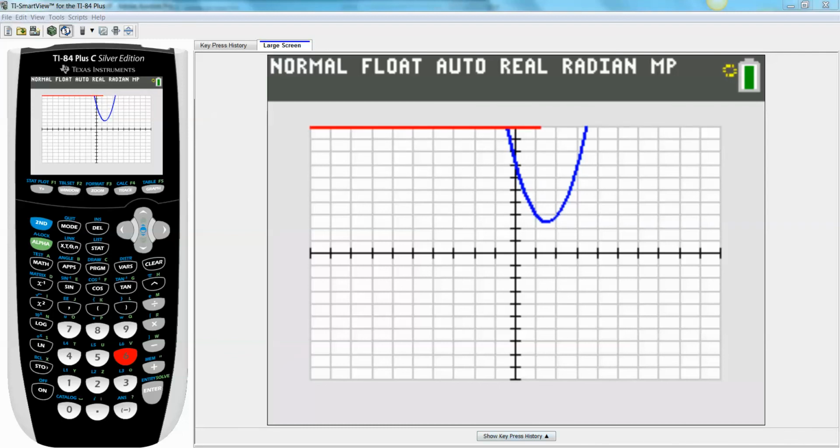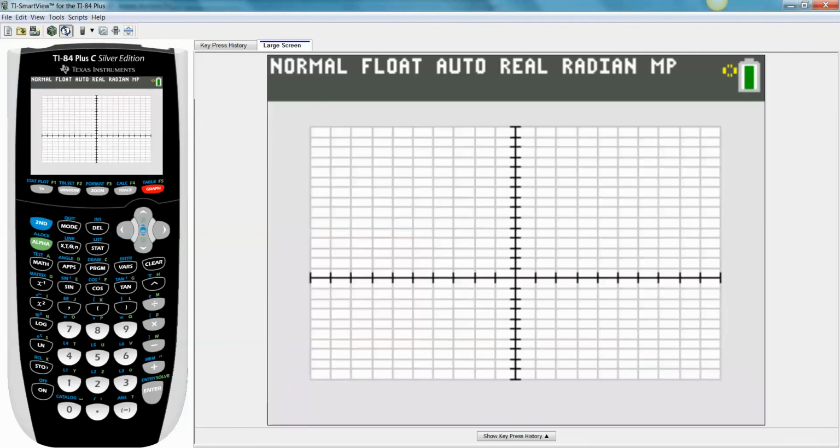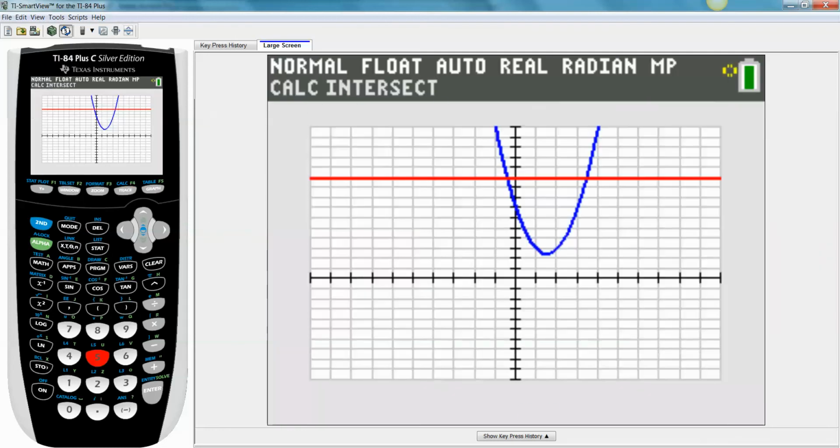Oop, hold on. I got to make my window a little bit bigger. So press window and go to your Y max and make it a little bit larger so you can see the 10 value coming across. And then we're going to have to hit, once it comes across, there it is going. So calc, second trace, number 5, intersect, enter, enter. And we don't really want the one on the left because it's negative. So use your arrow key and arrow over to the right and press enter. And there you go. And then just draw a picture of that and put it on your paper.